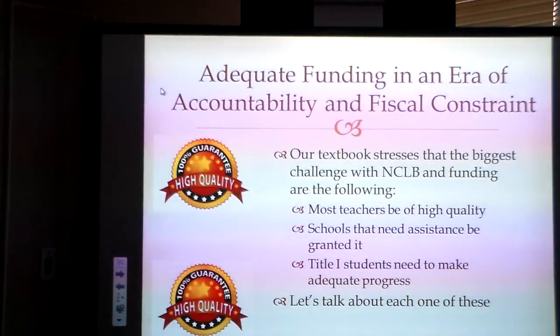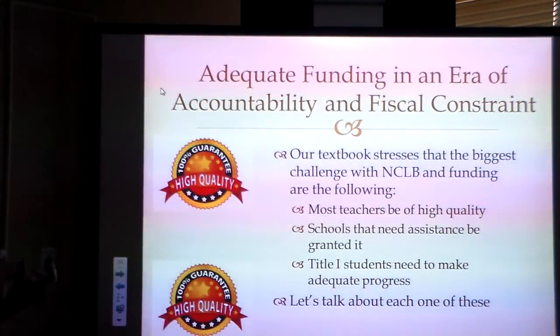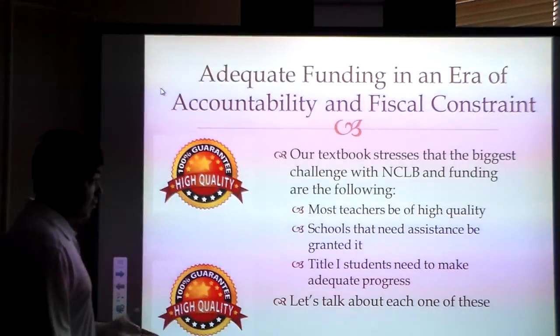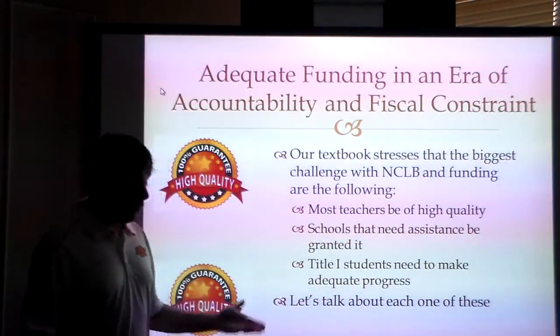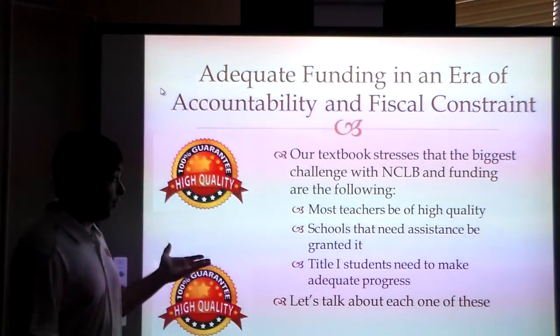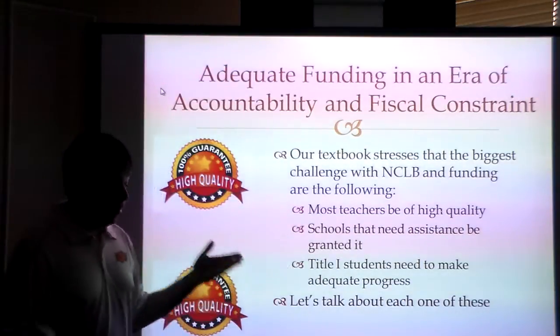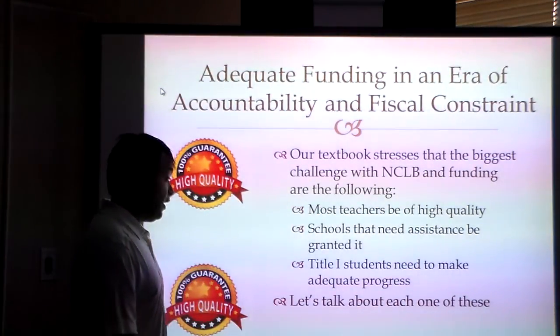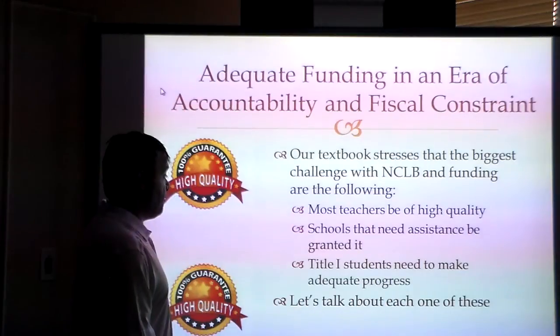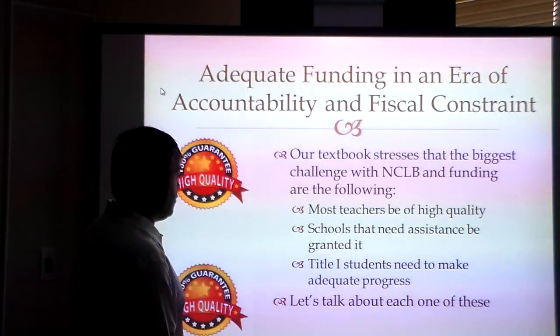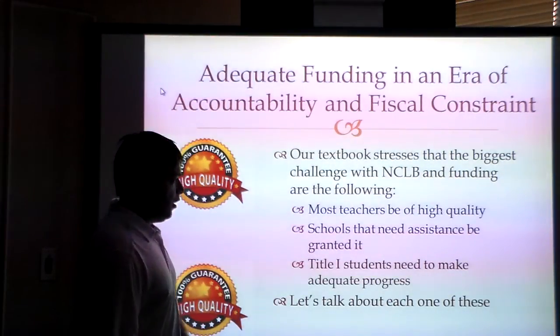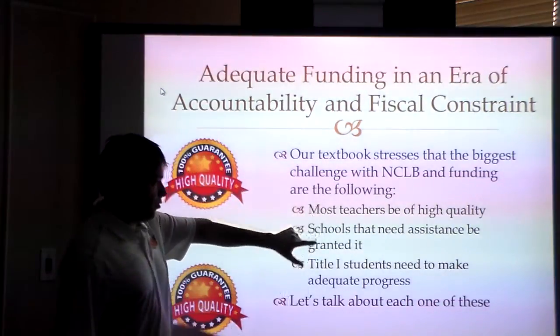So our textbook talks about No Child Left Behind. We've all learned about this in our school reform classes. You're going to hear it from here probably till the end. It was one of the biggest reforms in the history of education, much like A Nation at Risk in 1983. The big things that have changed school finance is this notion of high quality teachers.